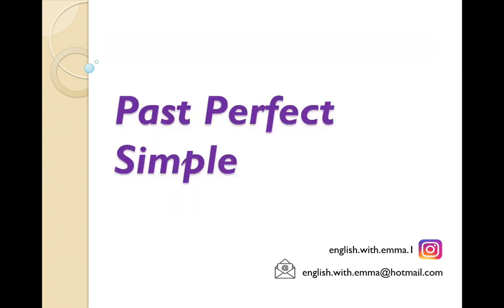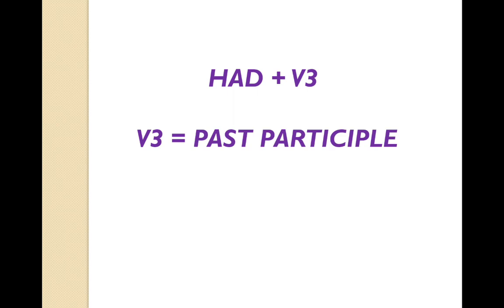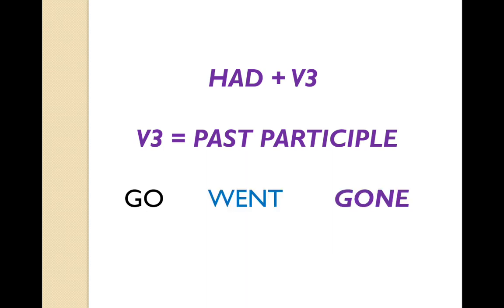Past perfect simple. We form the past perfect simple with had plus verb 3. Verb 3 is the past participle. So if go is the infinitive and went is the past simple, then gone is the past participle. Do is the infinitive, did is the past simple, done is the past participle.